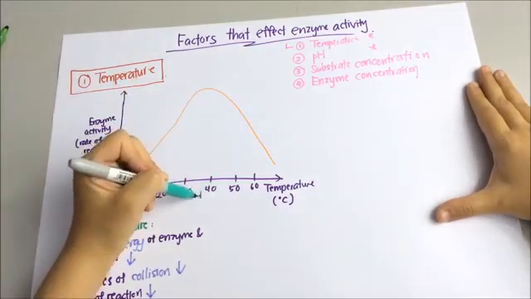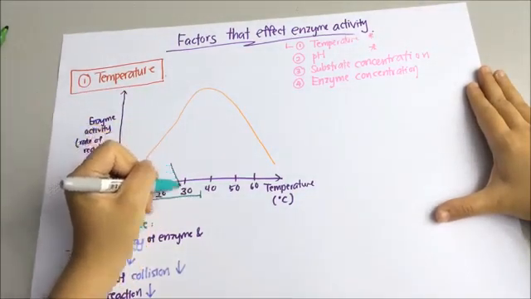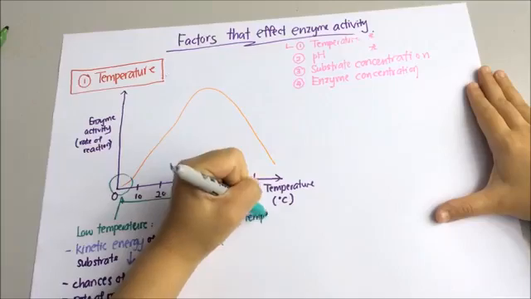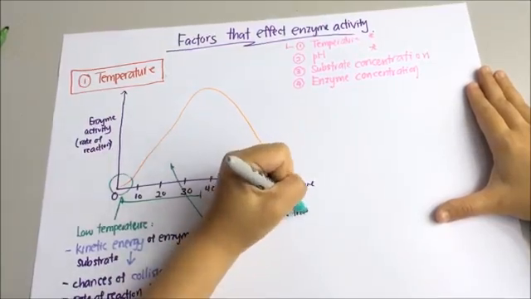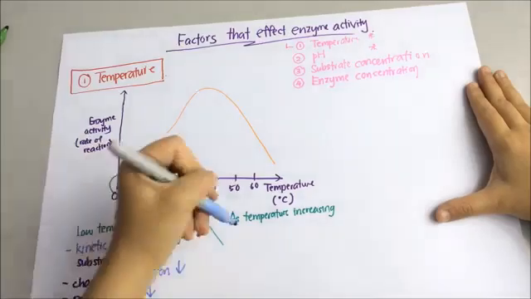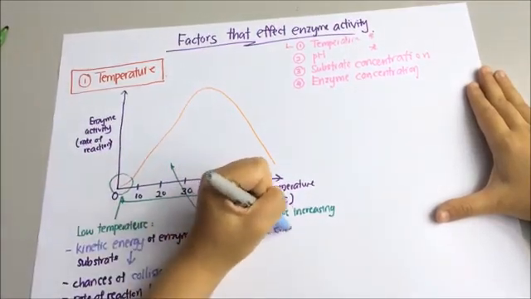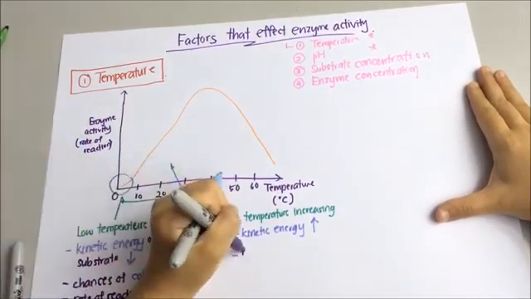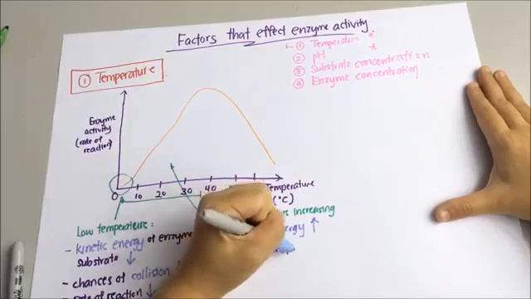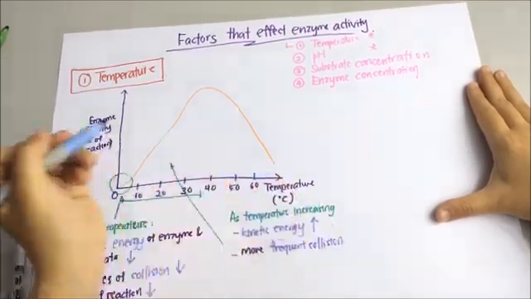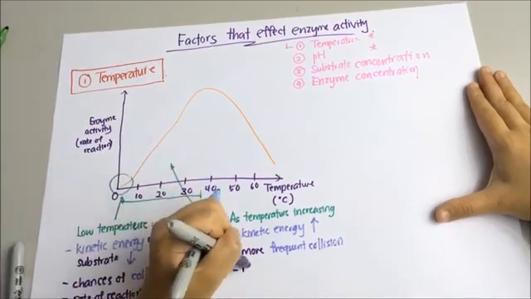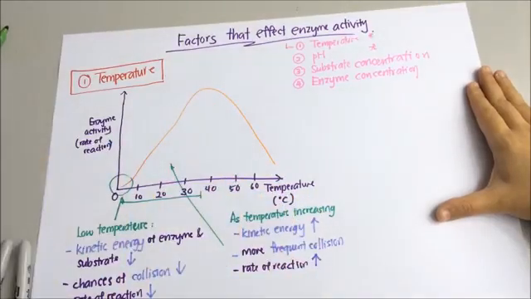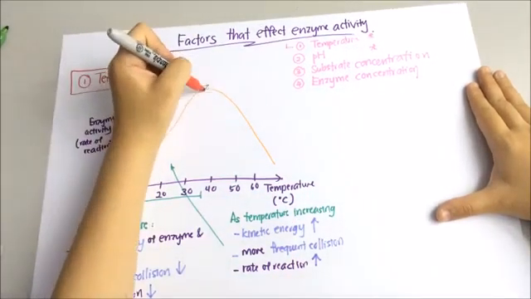And as you can see, as the temperature increases, the rate of enzyme reaction also increases. And very frequently in your exam, they will ask you to explain why is it so. And you have to explain in this way. This is because the kinetic energy of enzyme and substrate molecule is increasing as the temperature is increasing. So both will move faster, and the chances for them to collide and bind are higher. Therefore, the rate of reaction is higher.